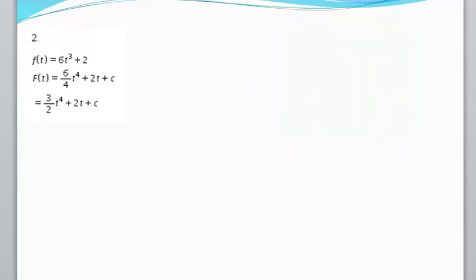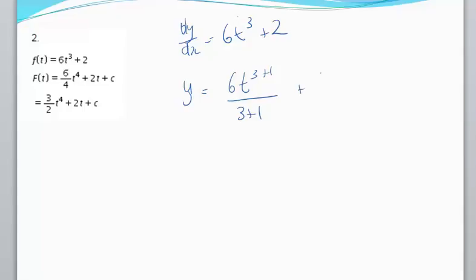Looking at our next equation, we have dy/dx is equal to 6t cubed plus 2. So we're going to say y is equal to 6t to the power of 3 plus 1 divided by 3 plus 1, plus 2, and here we're going to put an x in. So here we can imagine this as x to the power of 0, which is equal to 1. So this is going to become x to the power of 0 plus 1, or we're adding an x on there, divided by 0 plus 1, plus our constant c.